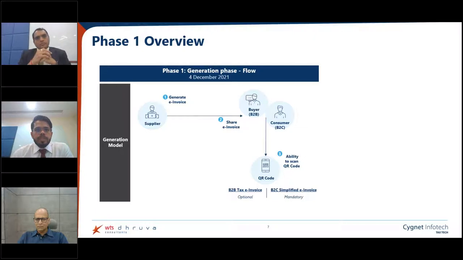Now, the first phase of invoicing is the generation phase, where all the companies, irrespective of the turnover, are expected to raise an invoice through e-invoicing software and discontinue raising manual or paper book invoices. Phase one will be implemented from 4th of December, as Deepak mentioned. Now, some of you might wonder why such an odd date. The reason is that the invoicing regulation was first introduced on 4th of December 2020, and it becomes effective after 12 months, and therefore the date is the 4th of December 2021.